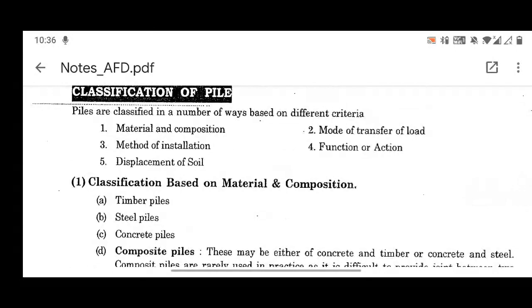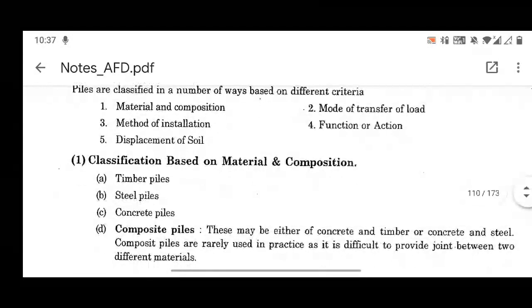Pile, concrete pile. Composite pile means a combination of any two, like steel and concrete. But generally, we are not using composite pile because it is very difficult to provide a joint between these two different types of piles. Then another was mode of transfer of load. When I'm saying mode of transfer of load, basically it was end bearing, skin friction, and combined action of end bearing and skin friction.